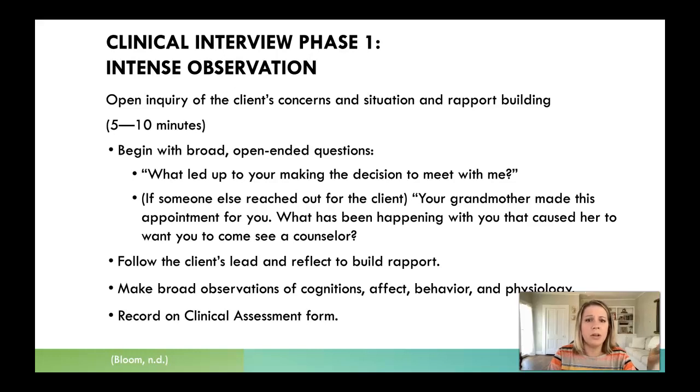Then you follow the client's lead and you reflect to build rapport. This is active listening at its best. Make broad observations of cognitions, affect, behavior, and physiology. Record what the client and any others report, as well as what you observe on a clinical assessment form.